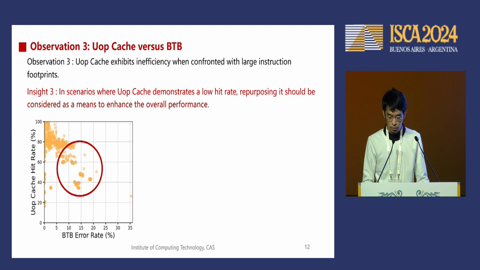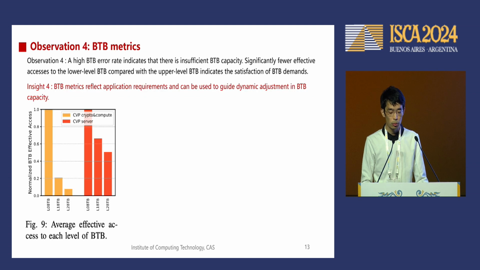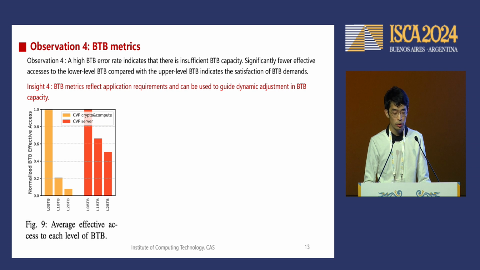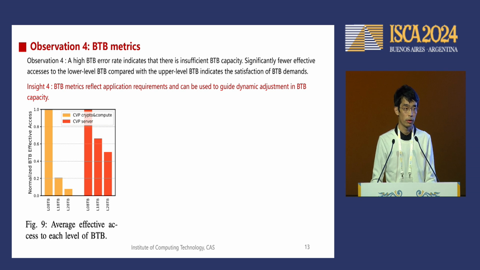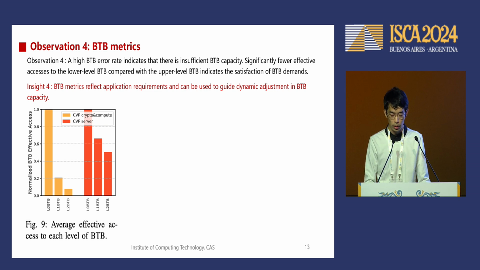The fourth observation addresses when to borrow and return this SRAM. Firstly, we can borrow SRAM for BTB when the BTB error rate is high. This is trivial, but it's non-trivial to determine when to return this SRAM. And we found that in multi-level BTB, for example, if the L0 BTB can meet the needs, most BTB requests will be filtered by it, leading to a sharp decrease in effective accesses to the L1 BTB.